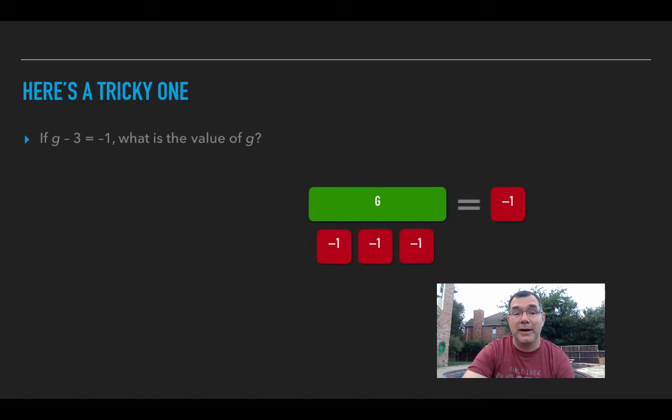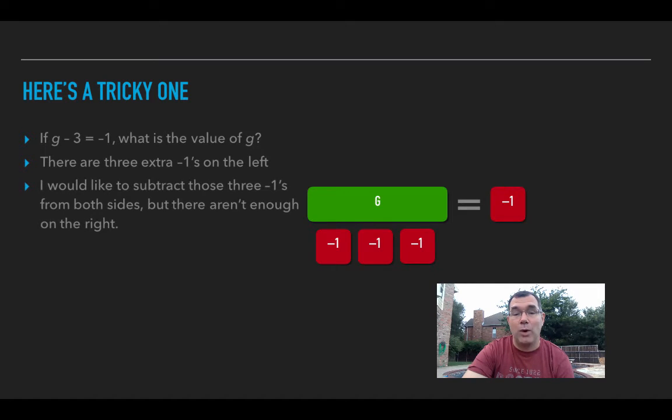Okay, a tricky one. If I have g minus 3 equals negative 1. What's the value of g? So what would I have to subtract 3 from to get negative 1? So there's 3 extra negative 1's on the left. I want g by itself, but those 3 negative 1's are in the way. So I need to subtract those 3 negative 1's. But the problem is I don't have 3 negative 1's to subtract on the right, even though I do on the left.